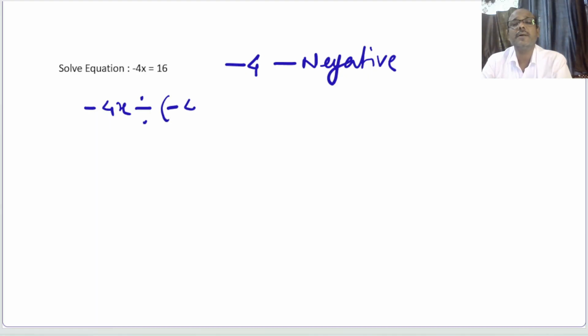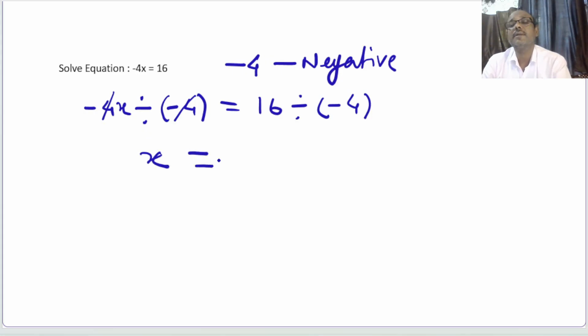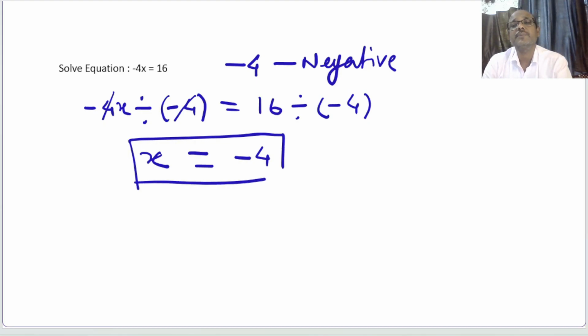When two symbols come simultaneously, we will take that coefficient in parentheses, or in brackets, is equal to 16 divided by, again here we will write minus 4. So minus 4 will get cut. On the left hand side, x is left only, is equal to 16 divided by minus 4, that will become minus 4. So we are getting the value x is equal to minus 4.